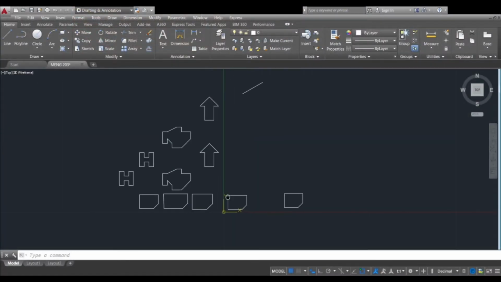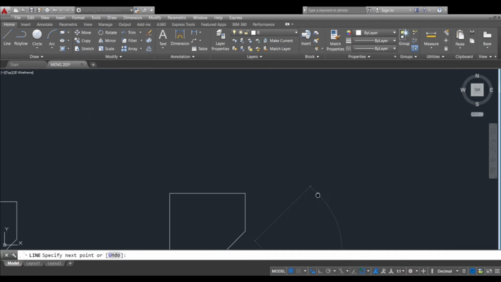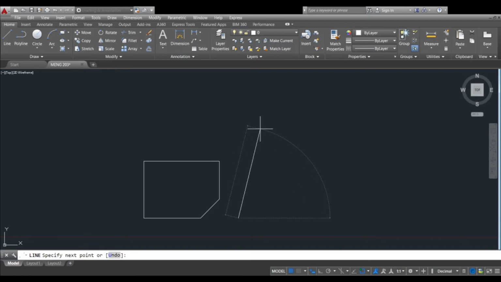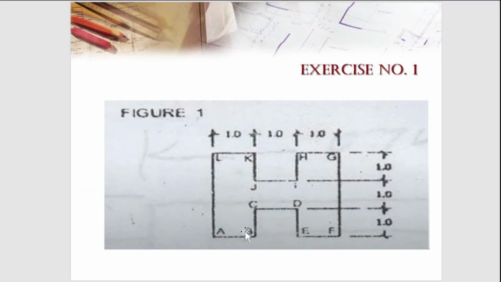Okay, so line 18, 1. Okay, so that is the location of my first point, point A. After point A, we're going to point B. So that is 1. Now we move to the right by 1 unit and the angle is 0.